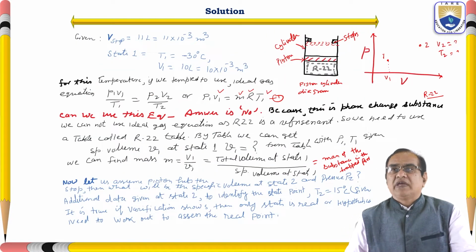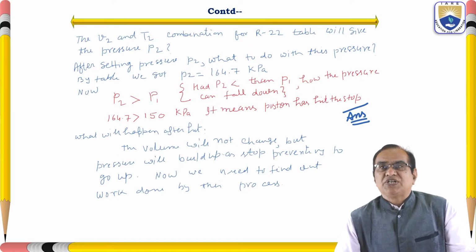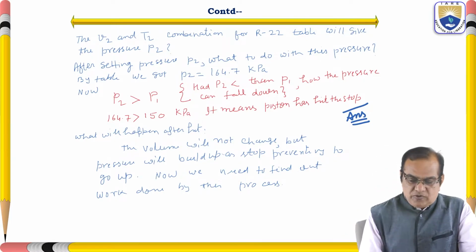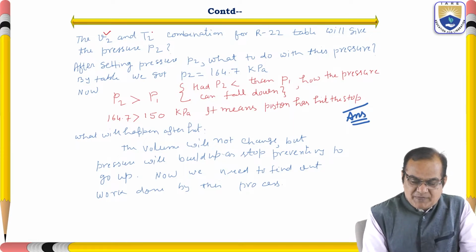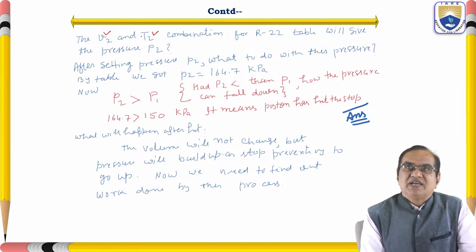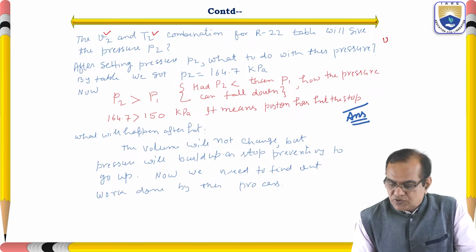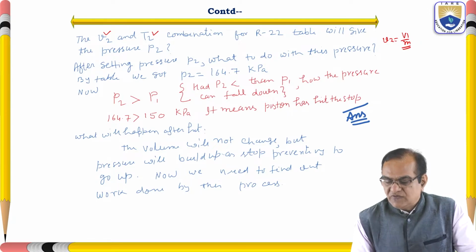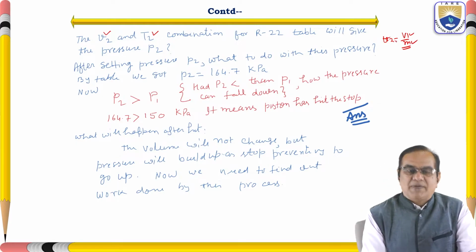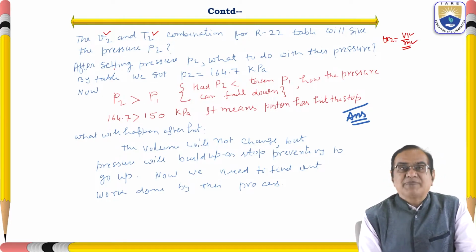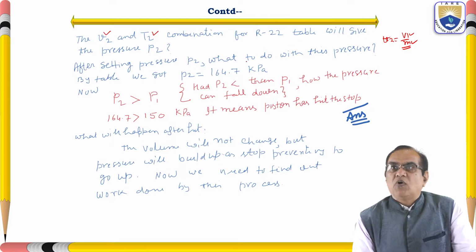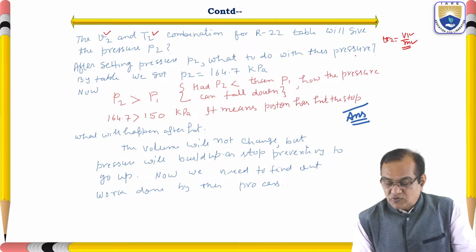Here we can see that the v2 and T2 combination from the R22 table will give the pressure P2. With v2 and with the temperature T2, v2 is known because we know the mass. So v2 is equal to capital V1 by mass. V1 is given, and the mass we have just now found out. After getting pressure P2, what do we have to do with this pressure?